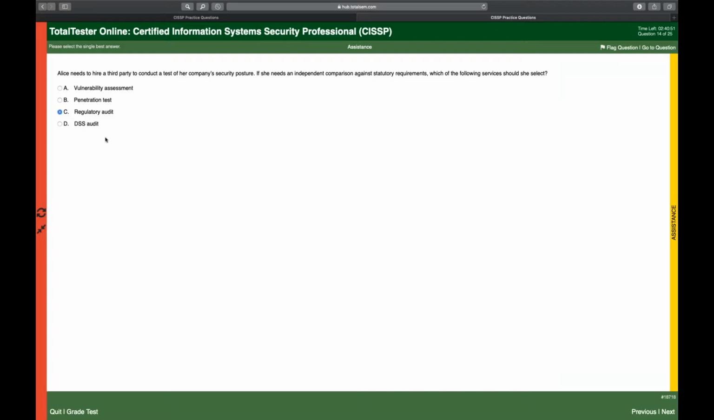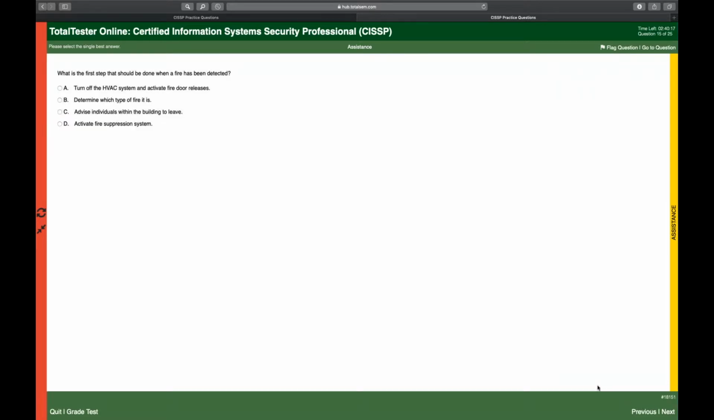Anybody know what DSS stands for? It's like defense system security or something. PCI DSS, the Payment Card Industry Data Security Standard. It's where Visa, MasterCard, Discover Card, they all came together, developed a set of regulations where they self-regulated their industry. They didn't look for the government to do it for them or to force them to do it.